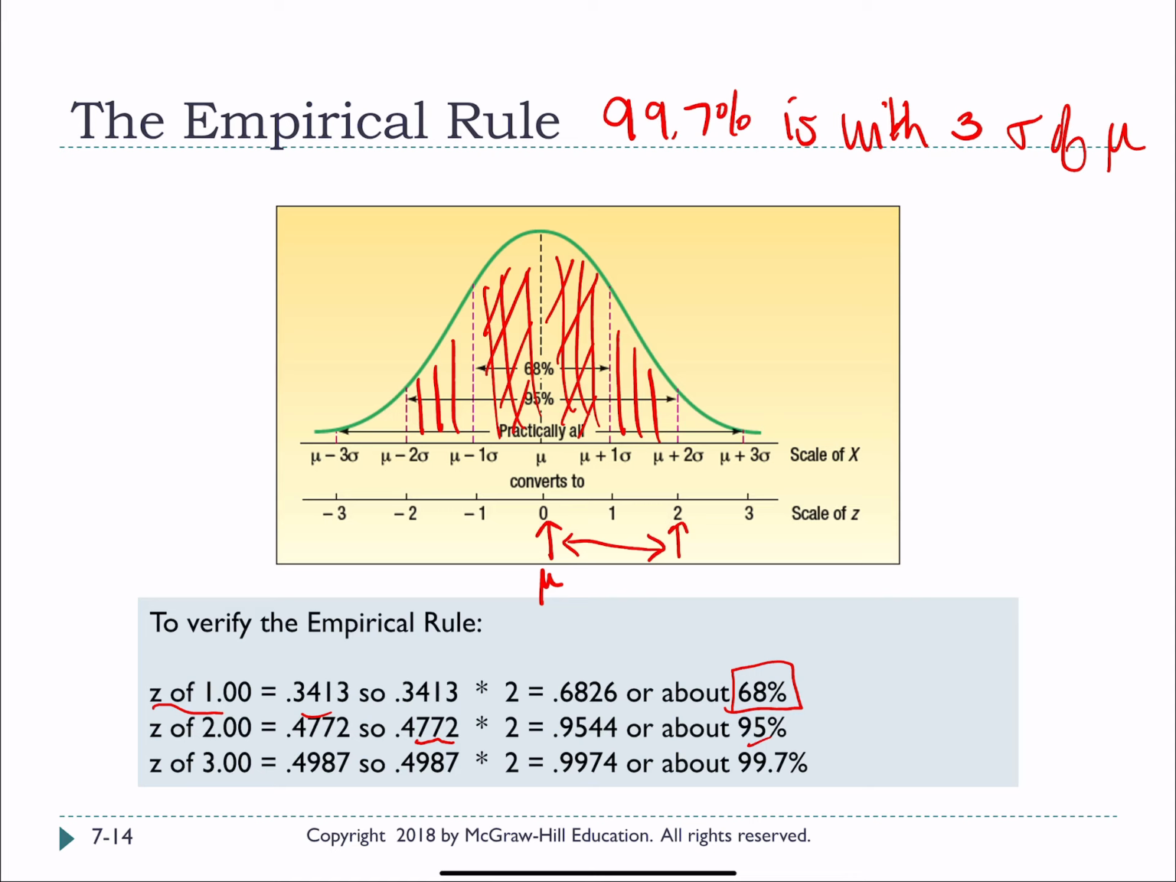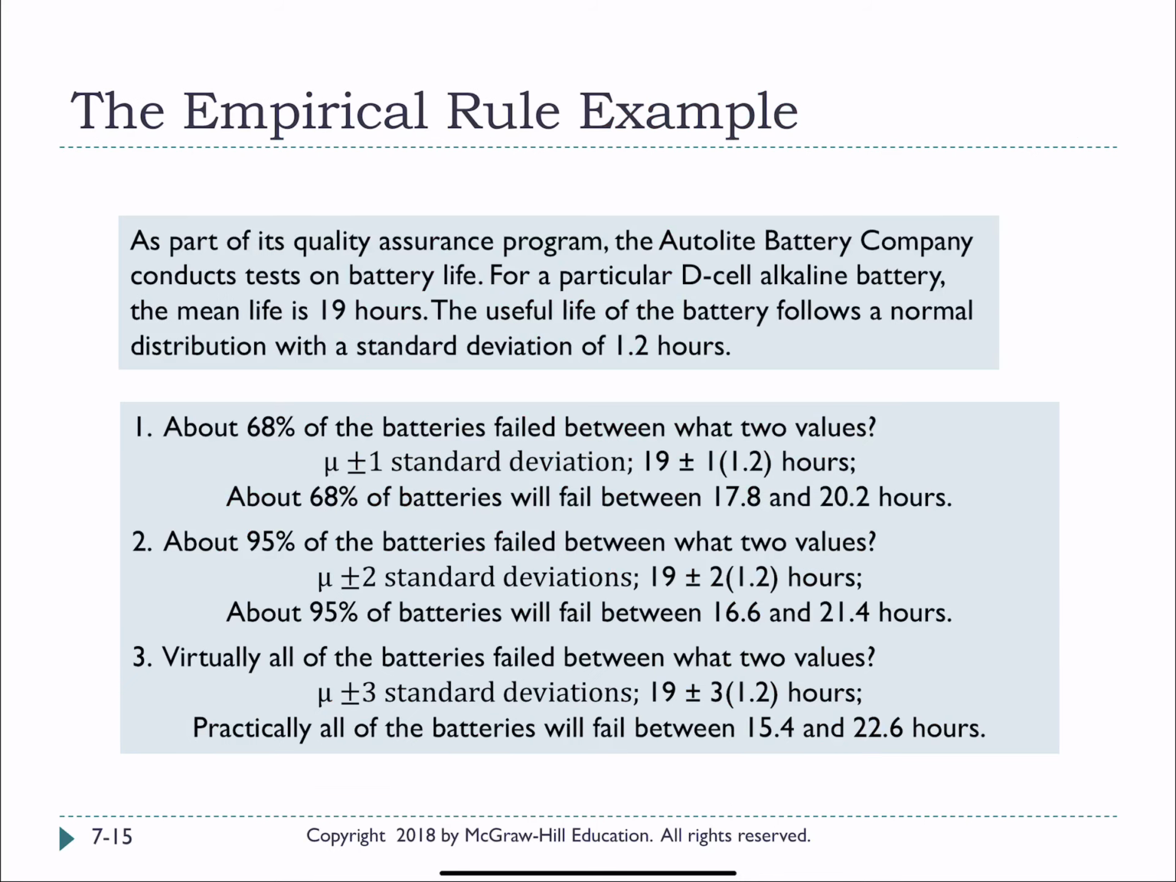Then if we went all the way out to 3 standard deviations, or a z of 3, now we're adding these little areas in here, we've now covered 99.7%. So that's where the empirical rule comes from.